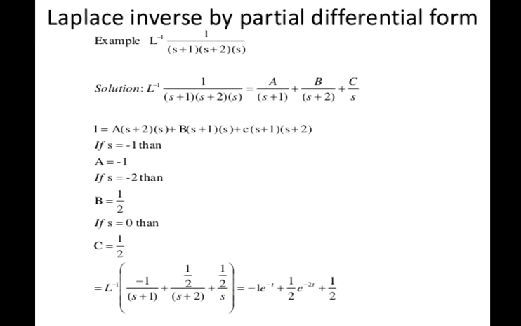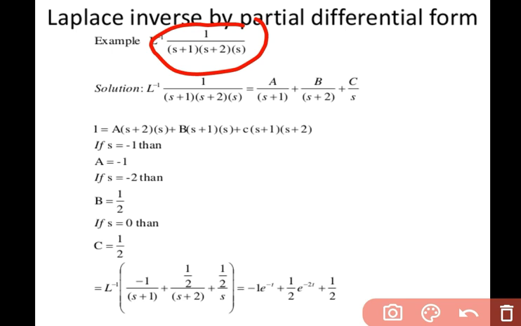Laplace inverse by partial fraction form. For example, L inverse 1 upon s plus 1, s plus 2, and s. Here first we separate this term by the partial fraction method, that is 1 upon s plus 1, s plus 2, s equals a upon s plus 1 plus b upon s plus 2 plus c upon s, and then by the partial method we get a equals minus 1, b equals half and c equals half.